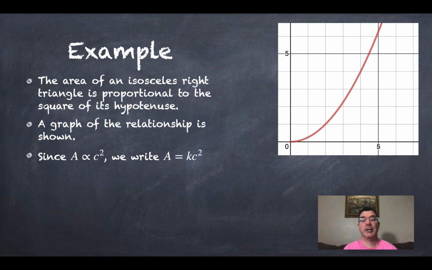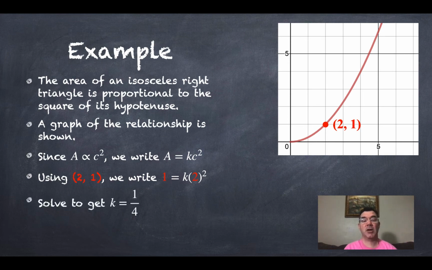So I know that the area is going to be some constant times the hypotenuse squared. I find a point that is on the graph, and so the C coordinate would be 2 and the A coordinate would be 1. So I plug those in, and A equals K times C squared becomes 1 equals K times 2 squared. And if I solve that, I get that K would equal 1/4. So now I know what the equation of that graph is. I also know the relationship between the area of an isosceles right triangle and the length of its hypotenuse. So the area would be 1/4 times the hypotenuse squared.